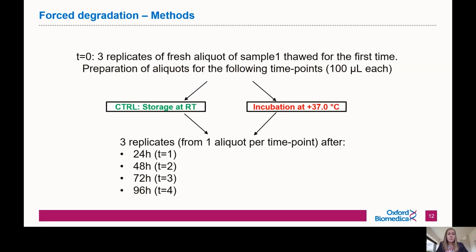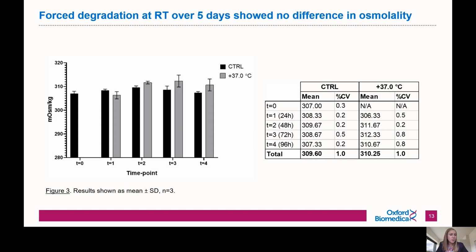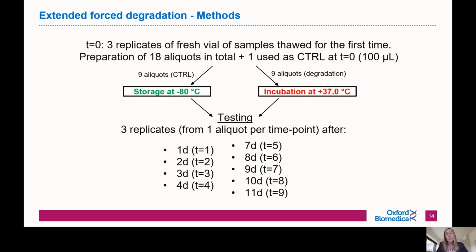So to do this, we stored the samples at room temperature for 96 hours and compared to an incubation at 37 degrees. And this gave not really exciting results, in the sense that there wasn't much of a difference when the samples were stored in control conditions or room temperature conditions compared to 37. So it was necessary to extend this degradation and also to use as control samples that were stored at minus 80 degrees, which is indeed the standard storage temperature. And this was done up to day 11.